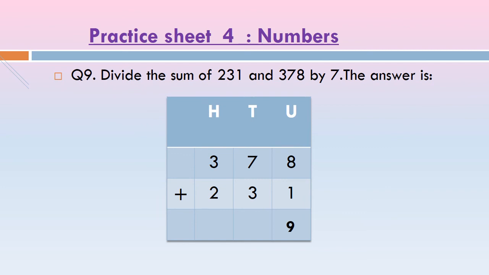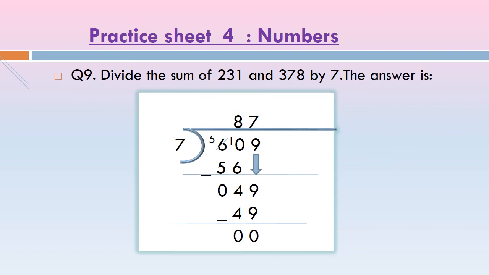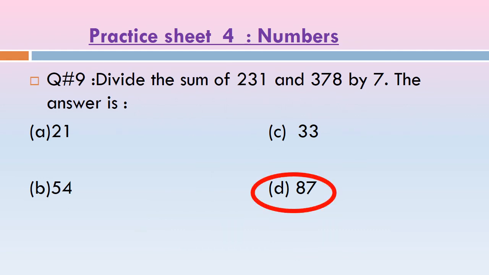Now firstly we will add them by adding 8 plus 1 is equals to 9, 7 plus 3 is equals to 10. We will write 0 below, and 1 will be given as carry. Then next, by adding these 3 digits, 1 plus 3 4, and 4 plus 2 6. So our answer of addition is 609. Now we have to divide this answer with 7, as we have done the division in the previous lectures. So by dividing 609 by 7, we will get 87. So our answer will be 87, and it is at the option.